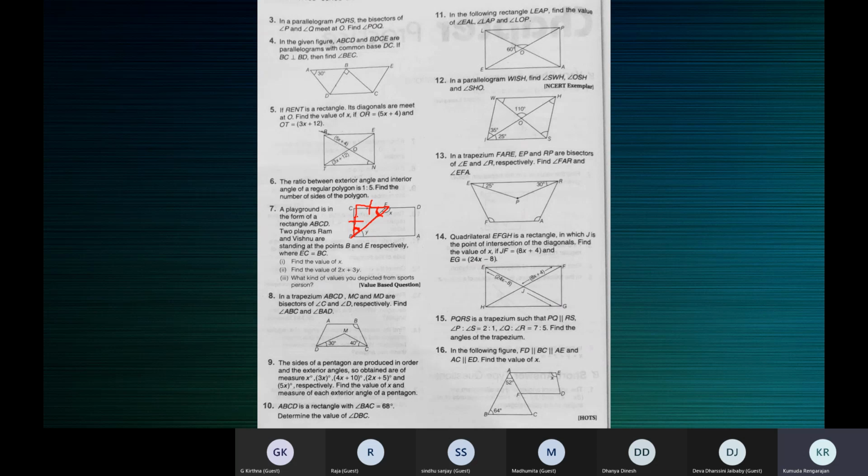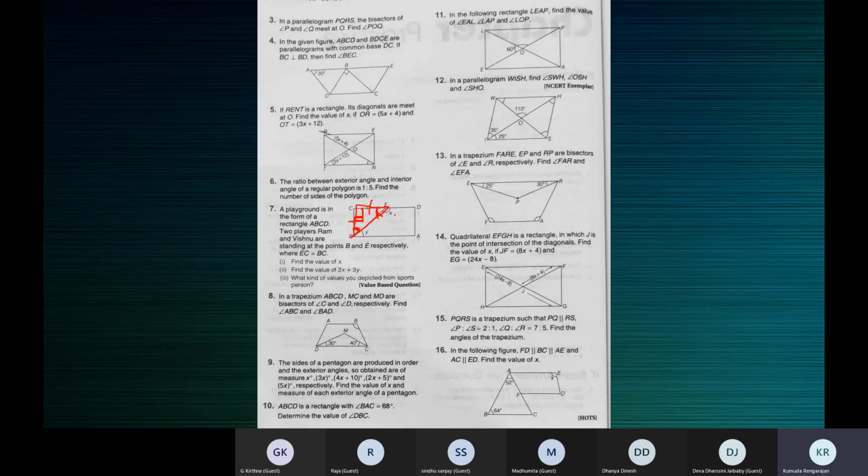Now we know that this corner is a right angle, right? Because it's a rectangle, so this is 90 degrees. Yes, ma'am. It's a rectangle, so this corner is 90 degrees, and these two angles are equal. So what will be the measure of each of these angles? 45 degrees, ma'am. 45, because 180 minus 90, the remaining measure is 90. So these two angles share it equally, 45, 45.